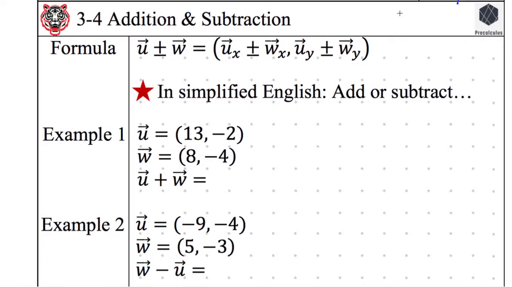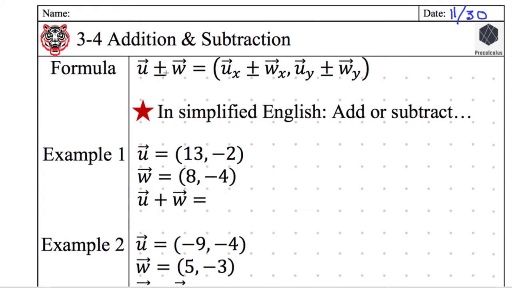All right, well, let's talk about some vector addition. If I have vector u and vector w, and I want to add or subtract them, essentially what you need to do is take the x component of u and add it with the x component of w, and take the y component of u and add it with the y component of w. That is a very complex formula. It confuses us. It looks like Chinese. Let's just say this in simplified English: you just add or subtract x with x, and y with y. Add the like terms, essentially.